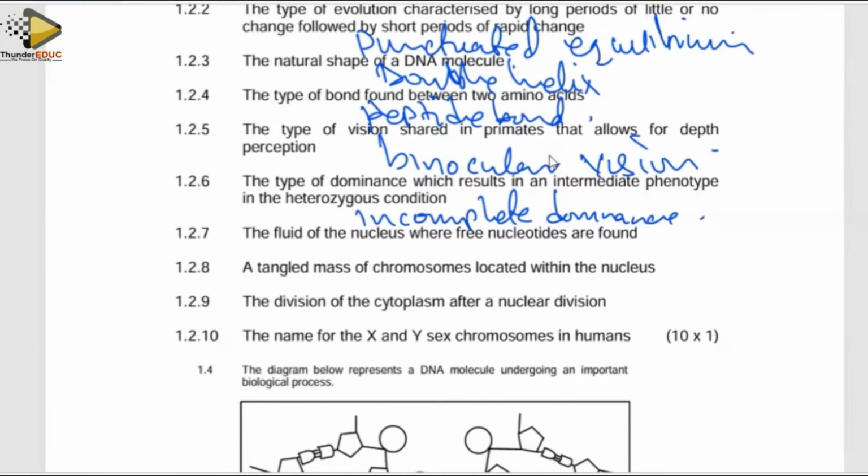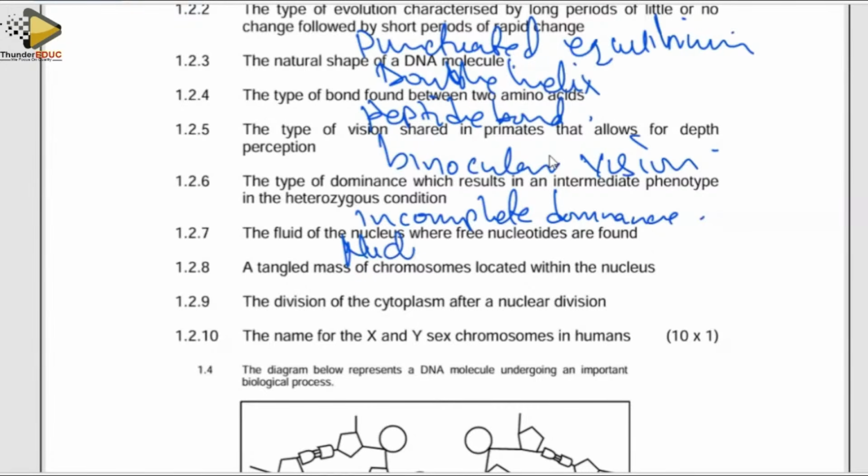The fluid of the nucleus, where the free-floating nucleotides are found, how do you call that? Nucleoplasm. The entangled mass of chromosomes located within the nucleus, how do you call that? We call it chromatin network.